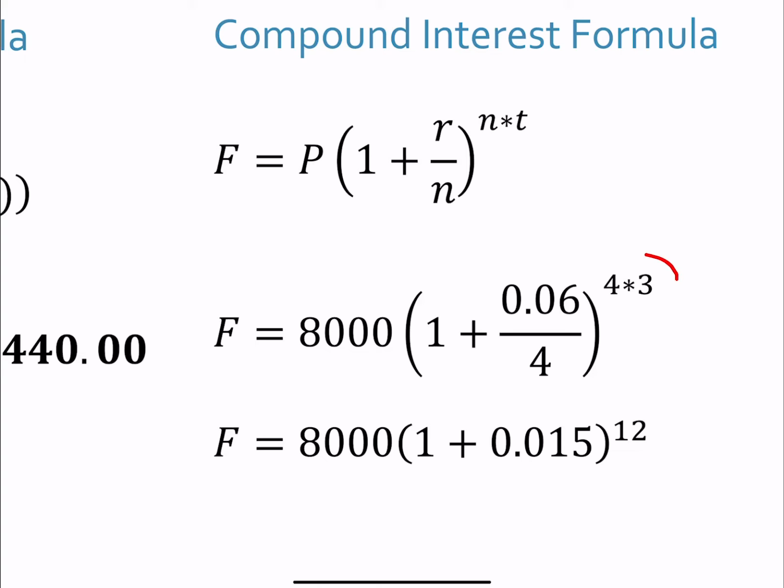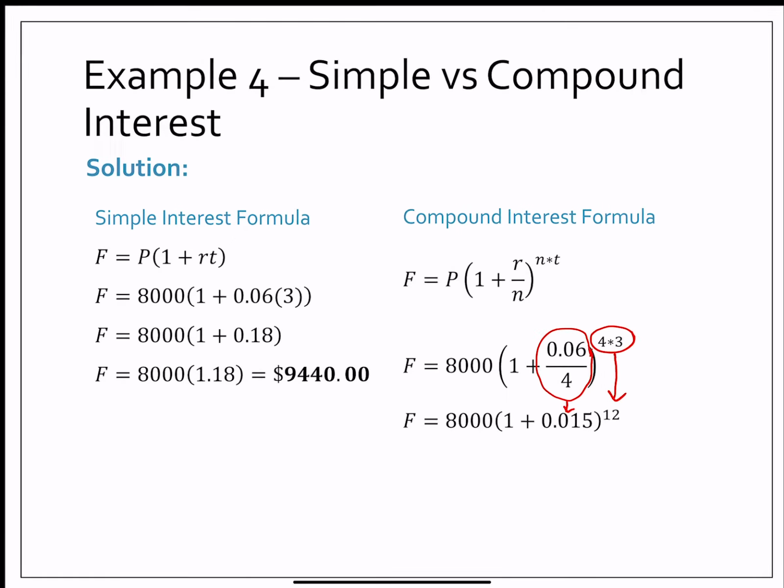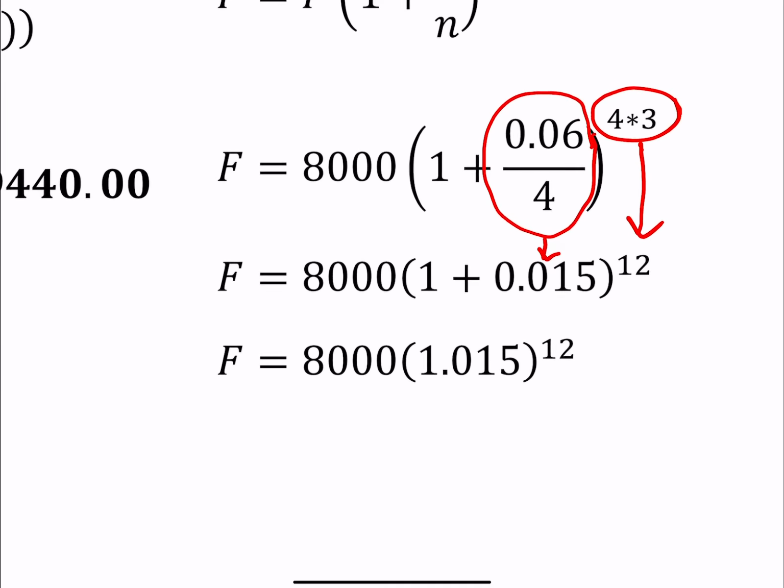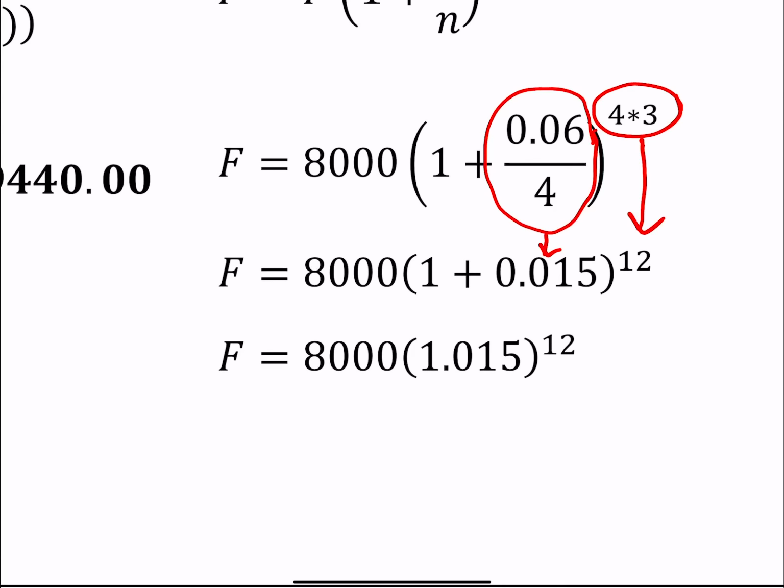First thing we're going to do this up here, which gives us 12. And because I was out of space, I did this at the same time, which gives us 0.015. Then we have this, 8,000 times 1.015 to the 12th. So you need to do this in your calculator. Right? That's what you need to do in your calculator.